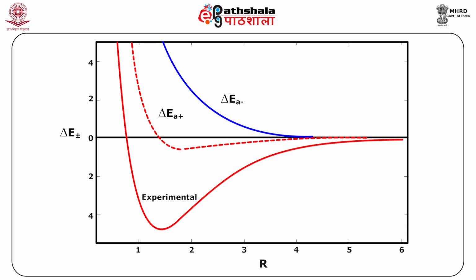And if we plot this versus internuclear distance, we get this plot. Experimental plot is shown, and then the theoretical plots, delta E plus and delta E minus, are shown here. From this diagram, you can very well see that delta E plus describes a stable chemical bond, and delta E minus describes an unstable chemical bond.